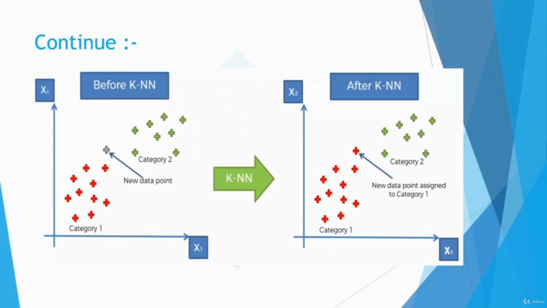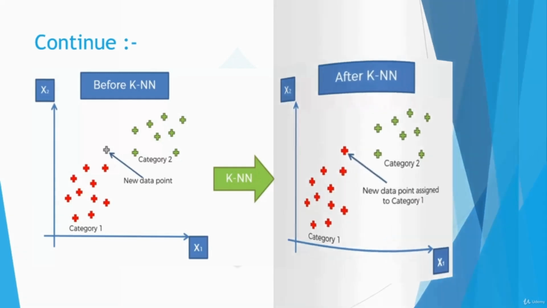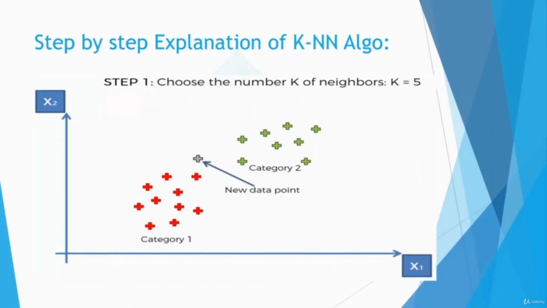This is an example plot in which there are two categories, category 1 and category 2. Before applying KNN, we take a new data point somewhere in between these two categories. After the KNN algorithm is applied to this example plot, we get that the new data point belongs to category 1. So let's see how this decision takes place. Let's see the step-by-step explanation of the KNN algorithm.